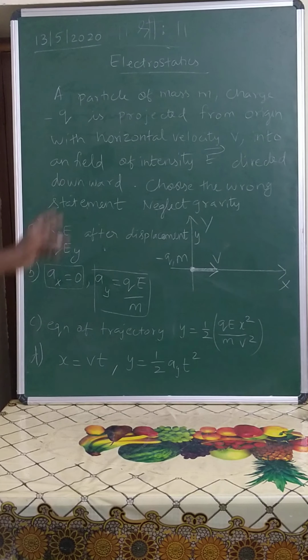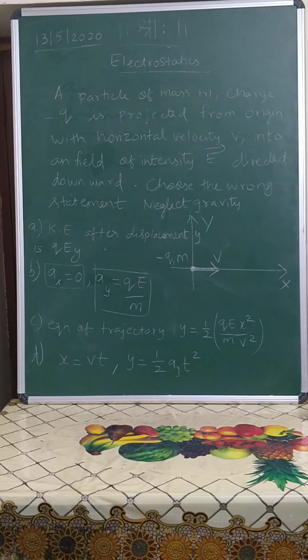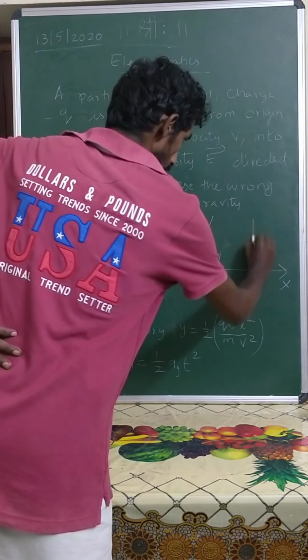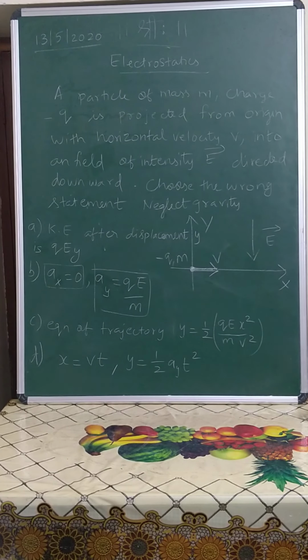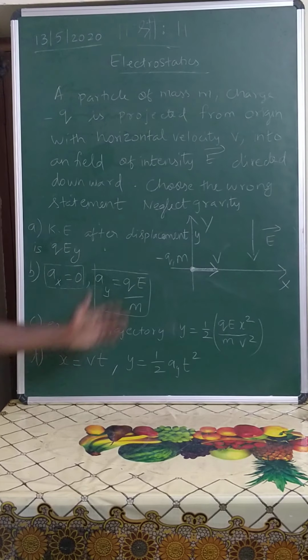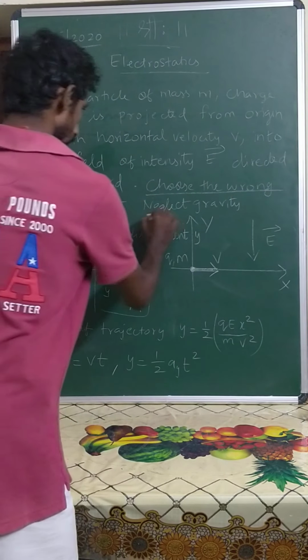Consider a particle of mass m and charge minus q projected horizontally from the origin with a velocity v into a field of intensity E vector, directed downwards. From options A, B, C and D, choose the wrong statement, and neglect gravity.